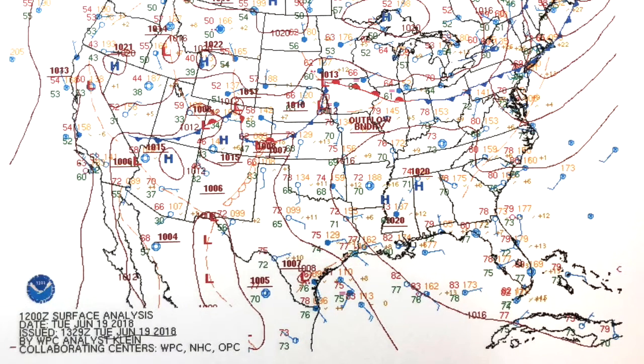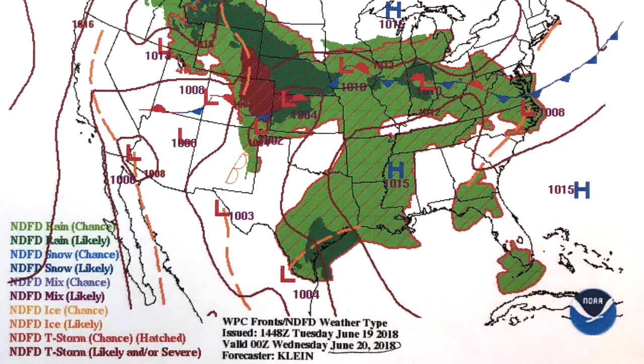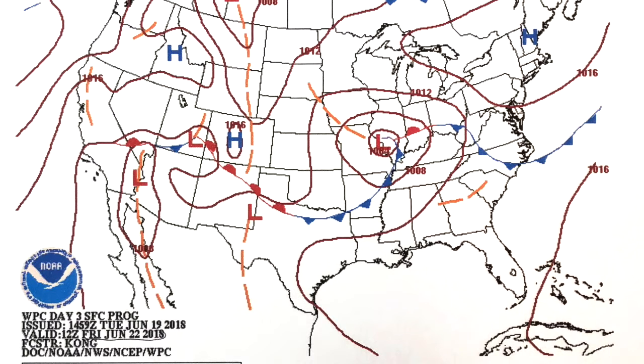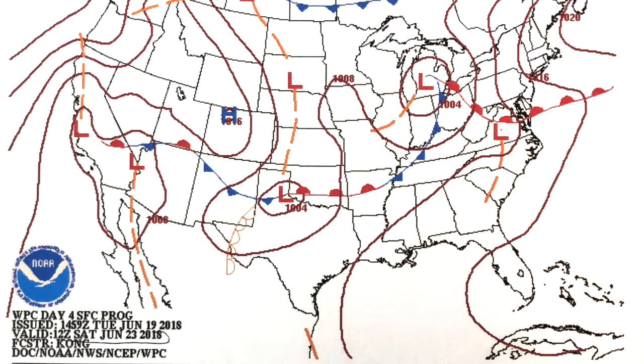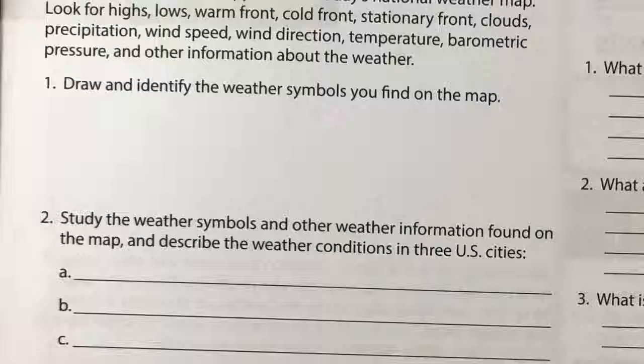Students will need to reference weather maps from a 5-day period. They should try to identify as many of these conditions as possible: highs, lows, warm fronts, cold fronts, stationary fronts, clouds, rain or snow, wind speed, wind direction, temperature, barometric pressure, and other information about the weather. They should draw and identify these symbols they find on the map in their student journal on page S39.